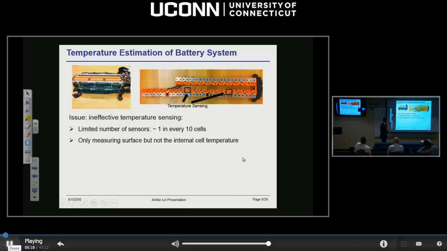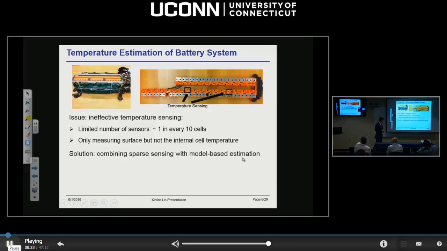And on the other hand, these sensors are usually attached to the casing of the cell. And in this case, it's the top casing, which means that it can only measure the surface, but not the core temperature of the cell. And the core temperature is typically higher and also more critical.